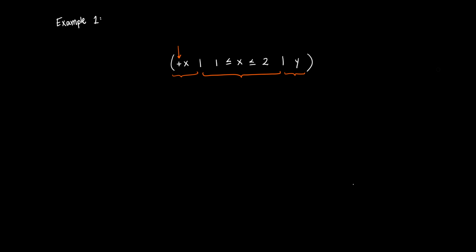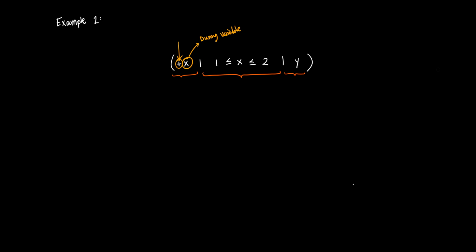We know that the dummy variables are always going to appear directly adjacent to the quantifier on the left-hand side of our quantification. Over here, we can spot our quantifier as this addition sign right here, which means that x is our dummy variable. So we've identified our dummy variable as x.